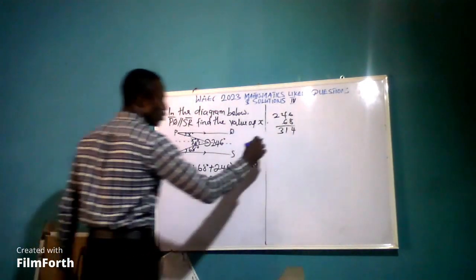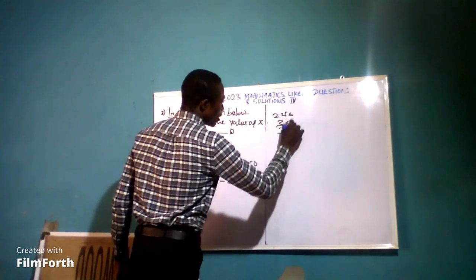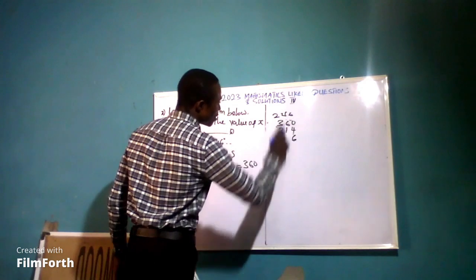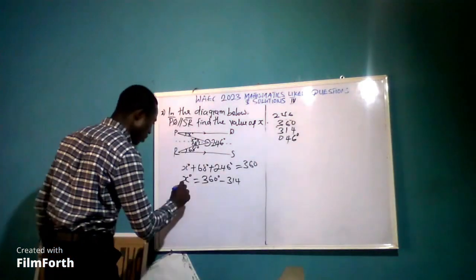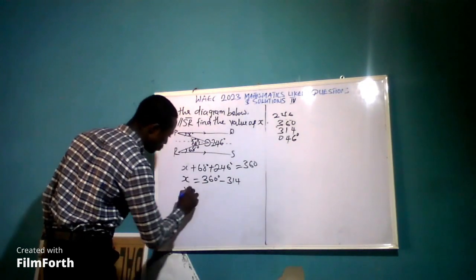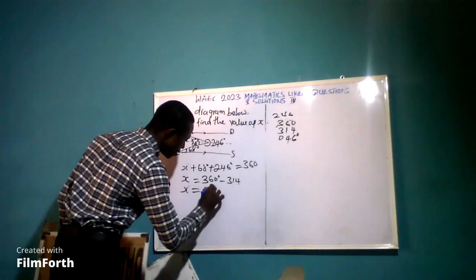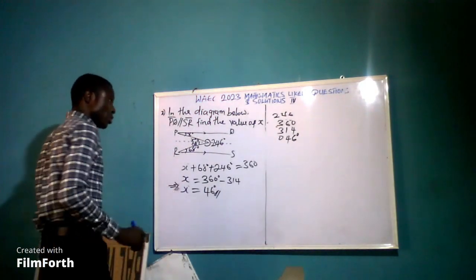And that will give you, 360 minus 314, so we have 6, then we have 4, so we have 0. That will give you x to be equal to 46 degrees. So that is that.